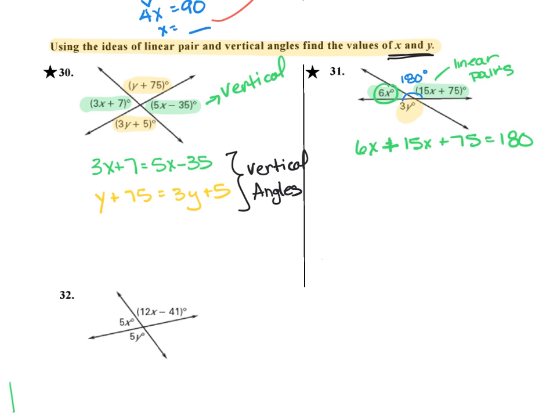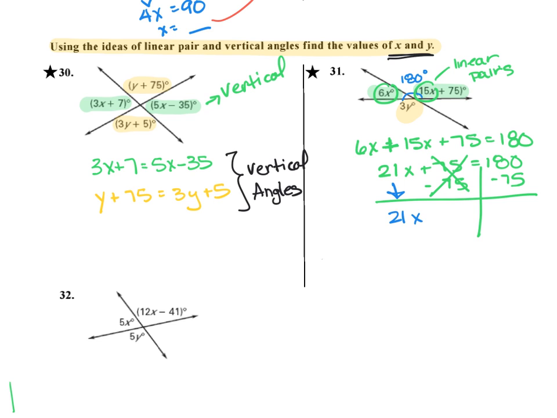Or remember, we can do our mental math. 6x and 15x, that's 21x plus 75 equals 180. We can solve this by subtracting 75 from both sides. Bring down our 21x. 180 minus 75 is 105. Divide by 21 on both sides, and we're going to get x equals 5. So again, that's one of our answers.